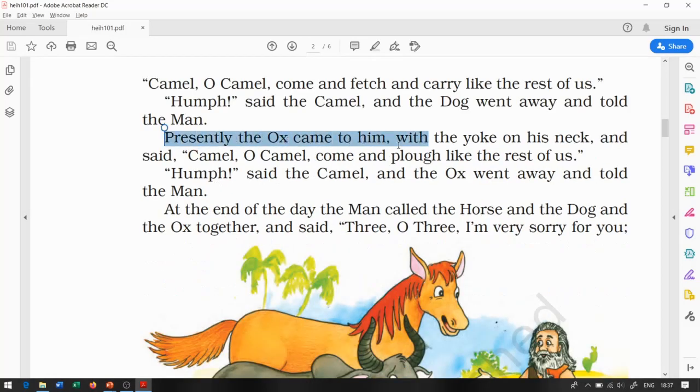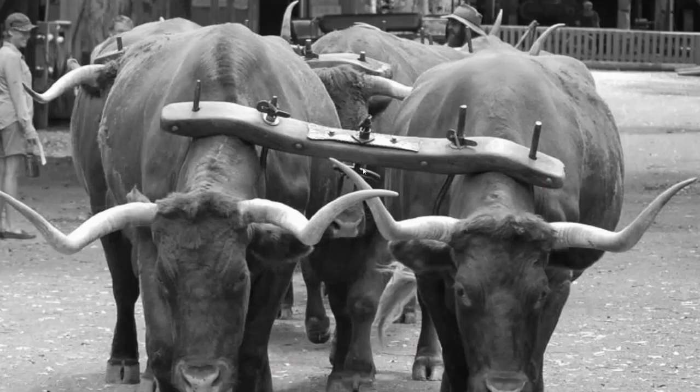Presently the ox came to him with a yoke on his neck. What is a yoke? I'll show it to you, but let's continue for now. The ox came to him and said, Camel, oh camel, come and plow like the rest of us. So what is the ox used for? Plowing the fields. And a yoke is something that is used for plowing the field.